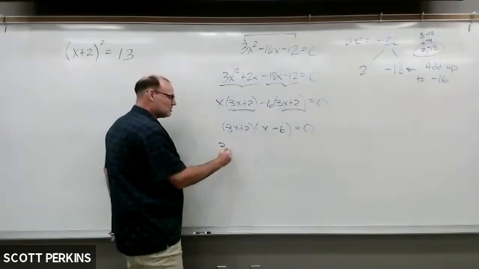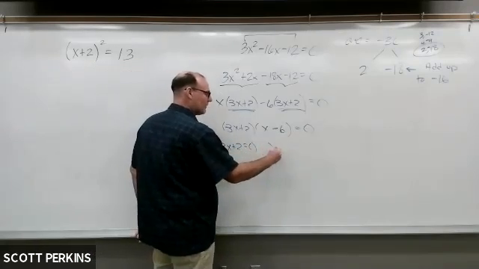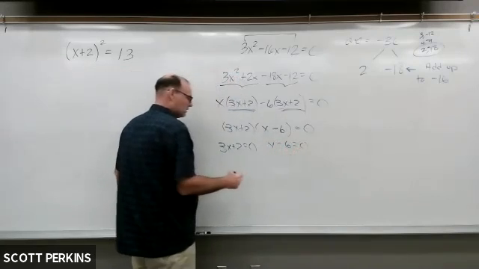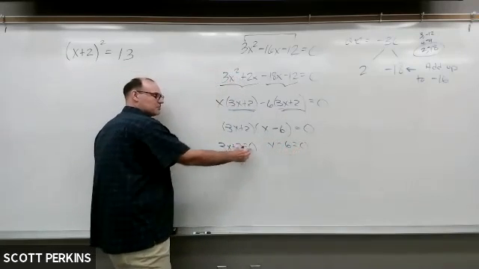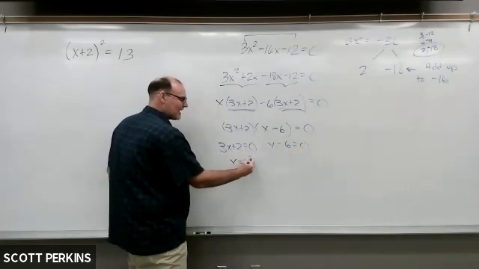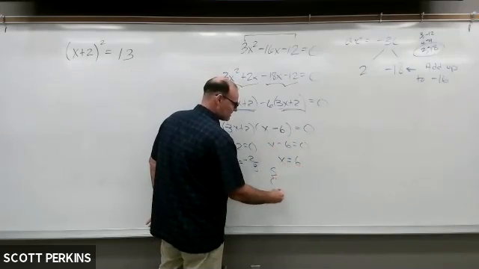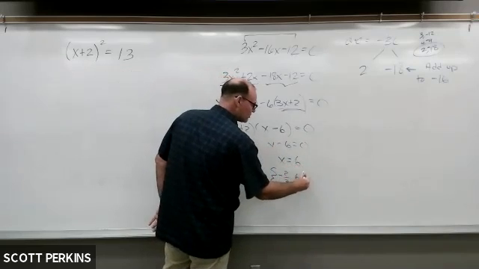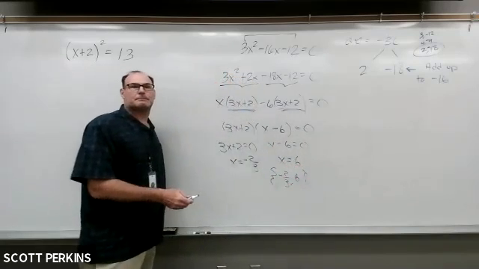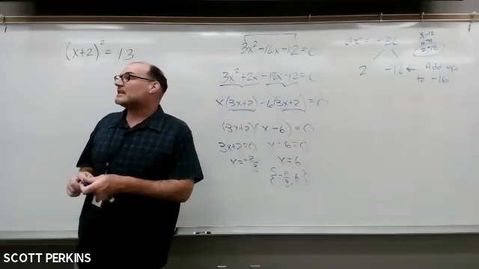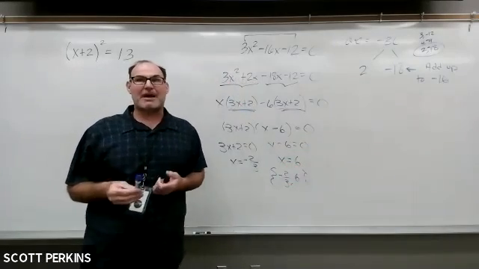And now I take each factor and I set it equal to 0. 3x plus 2, when I subtract the 2 and divide by 3, I get negative 2/3. When I add the 6, I get positive 6. So there are my two solutions to that equation. So the first thing is solving a quadratic equation by factoring.